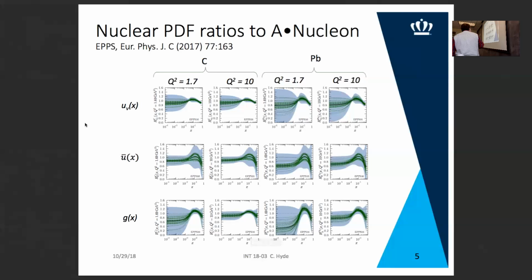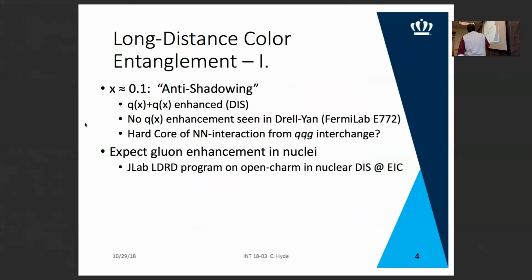And part of that is just using better words. So we have long distance color entanglement as we go towards low x. So we've already heard a little bit about the anti-shadowing, about the fact that, okay, this is a typographical error, or rather incomplete. This is supposed to be no Q-bar enhancement. No anti-quarks were seen in the Drell-Yan data. Now that's very old data now. I copied this over from another talk and then didn't. Yeah, okay, so this is supposed to be Q plus Q-bar.